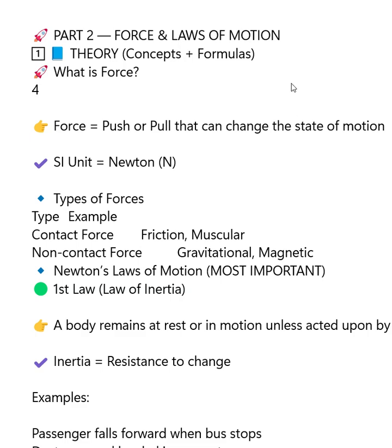Next topic is your force and the laws of motion. Force is basically a push or pull that can change the state of the motion. SI unit of the force is Newton. Two types of force: contact force and non-contact force. Contact force includes the frictional force and the muscular force, and non-contact force includes the gravitational and the magnetic force.